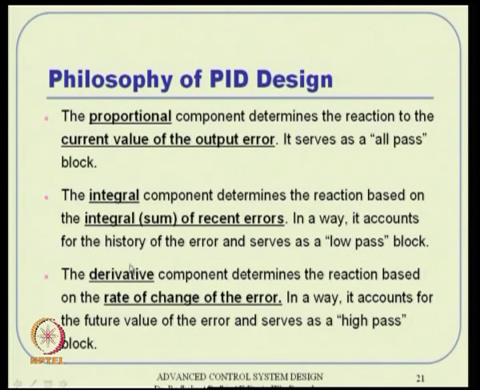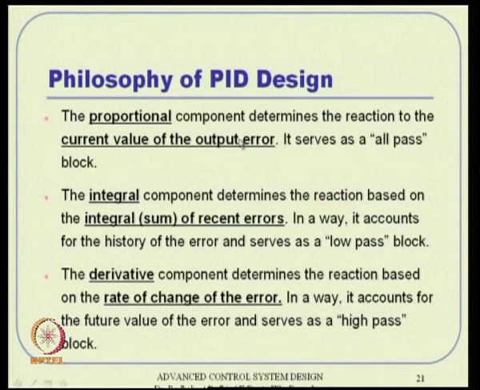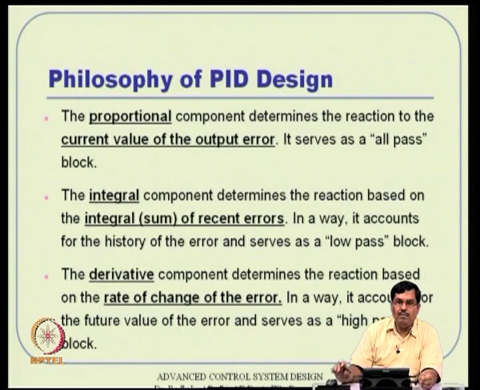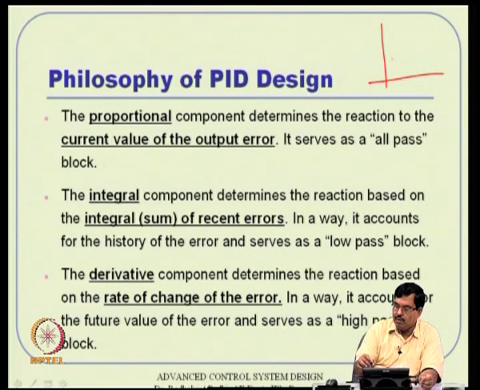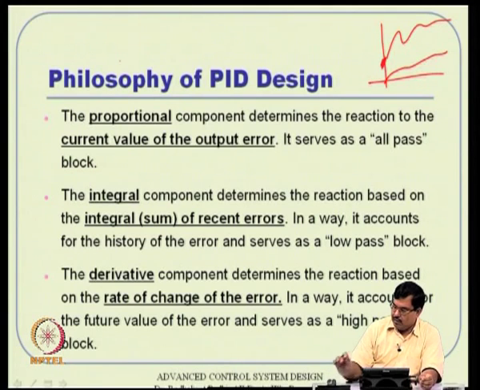Now, the integral component determines the reaction based on the integral or sum of the recent errors. What we are talking about here is a finite time integral, so we will have some finite length of integration. That particular value is multiplied by a gain Ki, and then it is used as a control signal. So, in a way it accounts for the history of the error and serves as some sort of a low pass block, because if there is a high frequency signal, the integral value will vary very slowly. Integral starts at 0 obviously at time 0, so it will not have that variation, it will have low frequency variation. So, we can interpret the integral component as some sort of a low pass block.